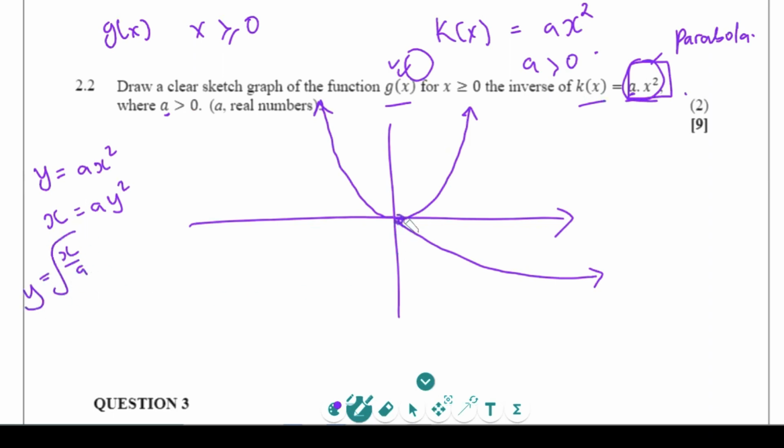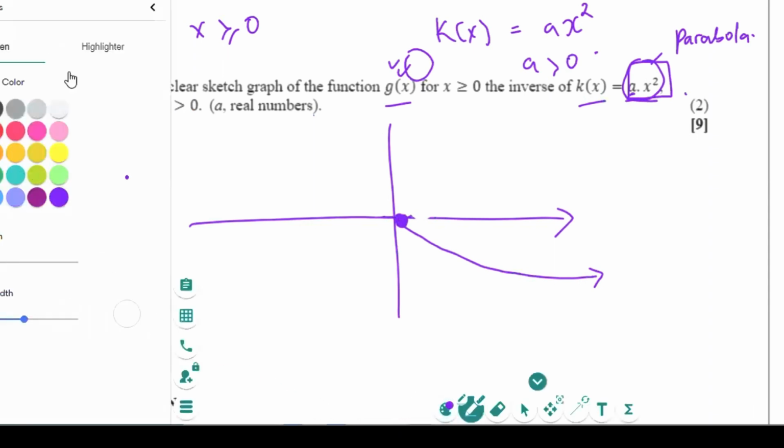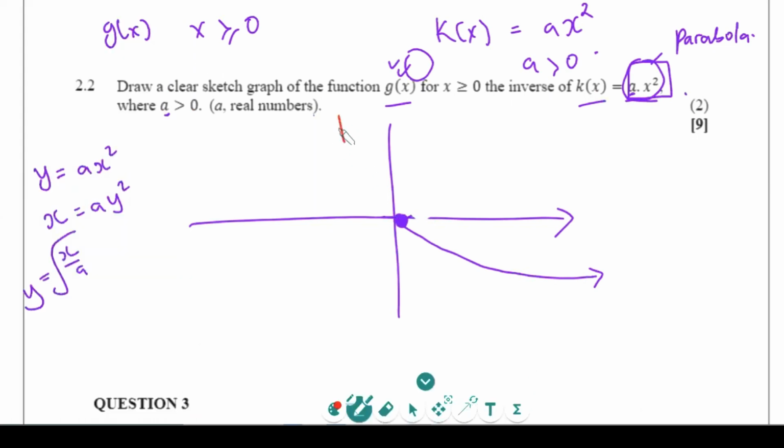So this is more like a restricted parabola, and the restricted parabola would just be in that sort of format, because a is greater than 0. Alternatively, we know that if the parabola is originally in this direction, the inverse of it will be in that direction. But since it's been restricted, that is the shape that it will take. All right, then question number 3.